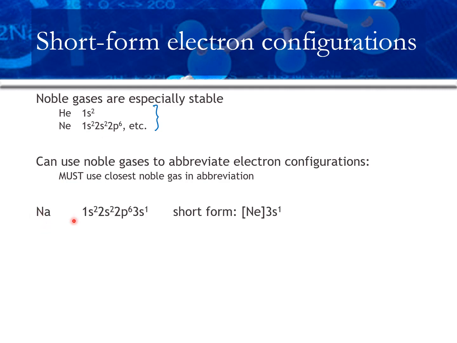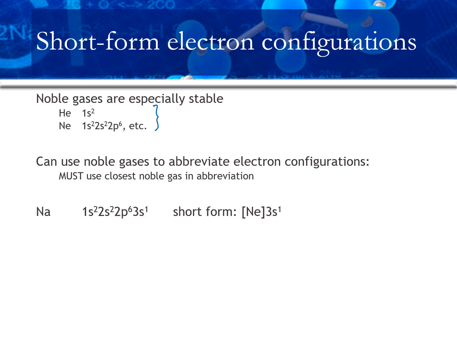Sodium, if we follow the rules that we've been using so far, the electron configuration you should come up with is this: 1s2, 2s2, 2p6. Notice, by the way, that the 6 there means 6 electrons in the 2p subshell. It doesn't mean 6 electrons in an orbital. There's 3 orbitals in the subshell, and they're all filled.